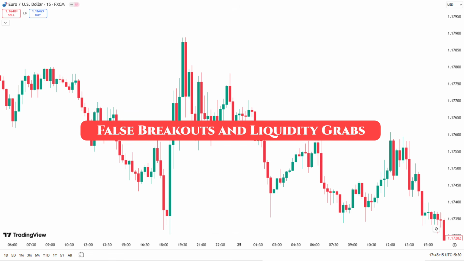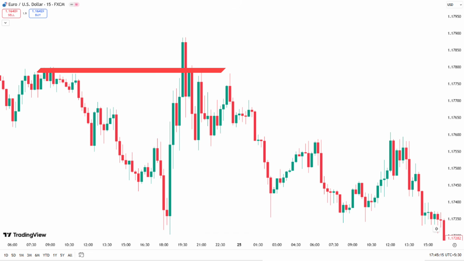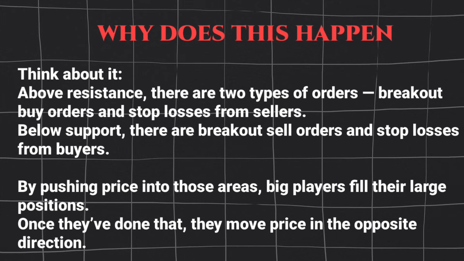False breakouts and liquidity grabs. If you've ever traded a breakout only to see price immediately reverse against you, congratulations, you've been caught in a false breakout. This is one of the most common traps. Price moves just above resistance or just below support, triggering breakout traders and stop losses. Then it reverses sharply. Why does this happen?